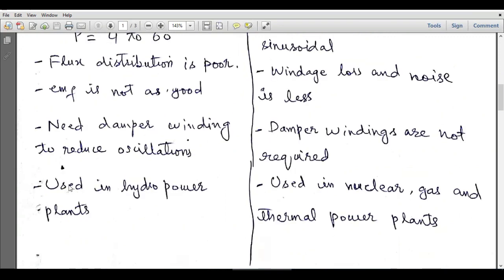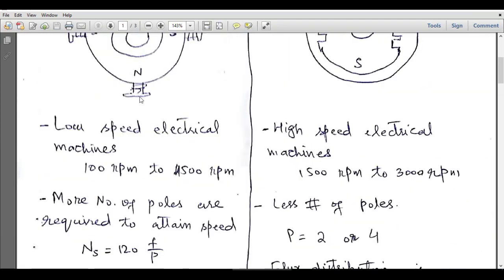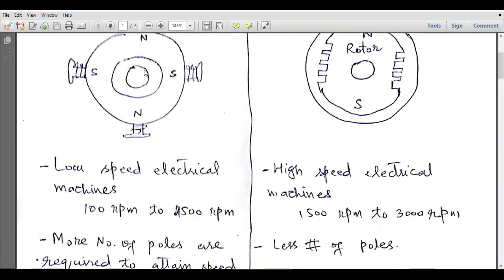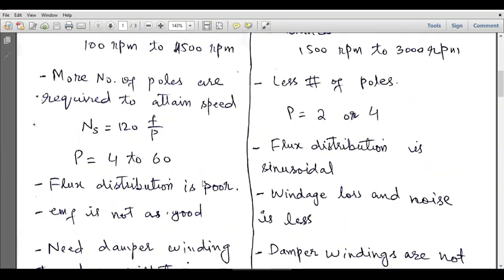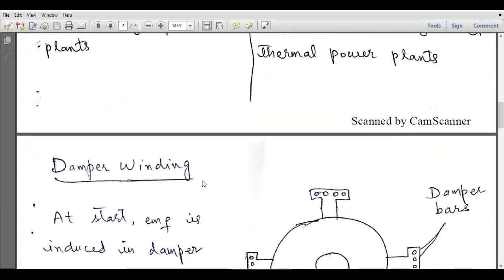So another difference is that these synchronous machines are used in hydropower plants, and cylindrical rotor type synchronous machines are used in nuclear, gas and thermal power plants. Since these are high speed machines, high speed generators are actually used in nuclear, gas, and thermal power plants. But in hydropower plants, only small speed is available, so this is useful for running the salient pole rotor type synchronous machine.